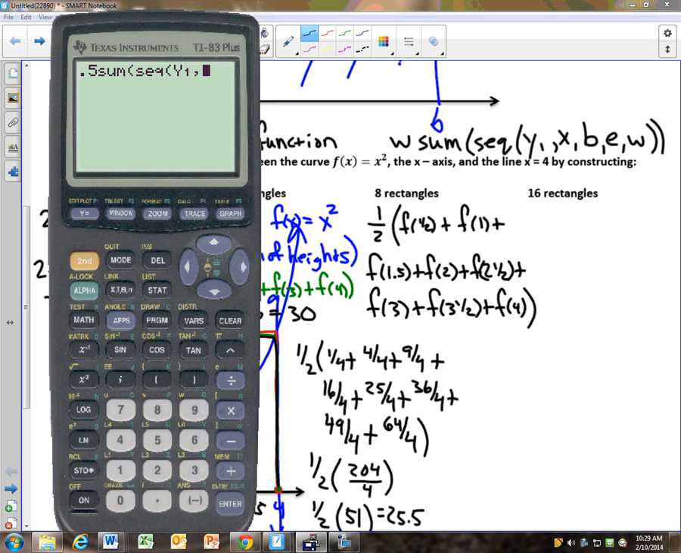What? Comma's right above the 7. What is our variable? X. Comma. What's our beginning? 1/2. Comma. Where should we end? 4. Comma. What is the change each time? What's 0.5? Same as our width. Parentheses. Enter. 0.5.